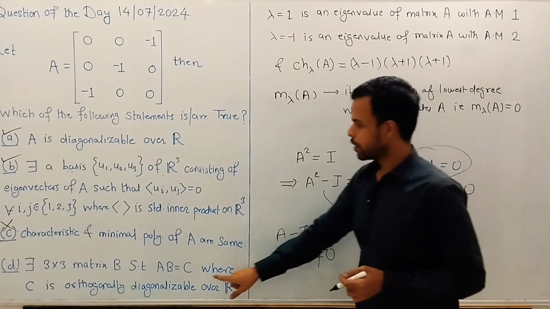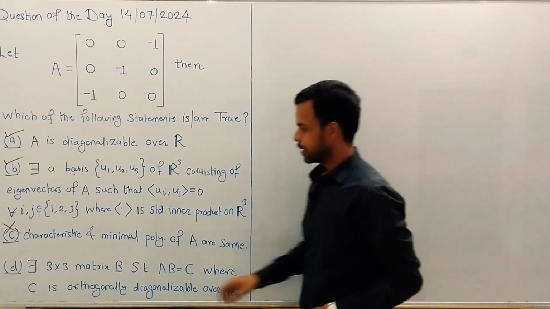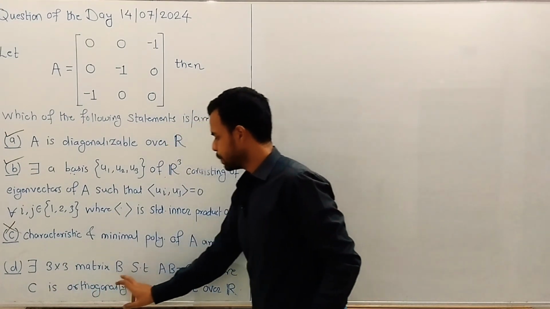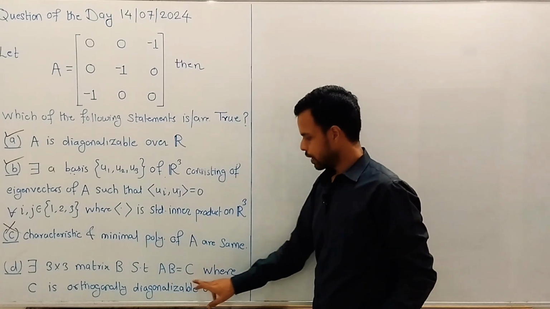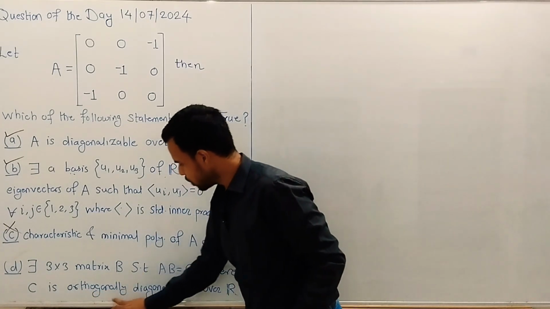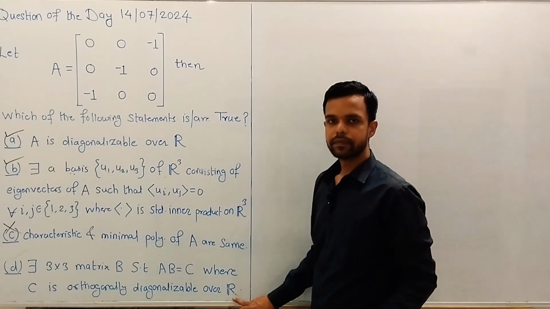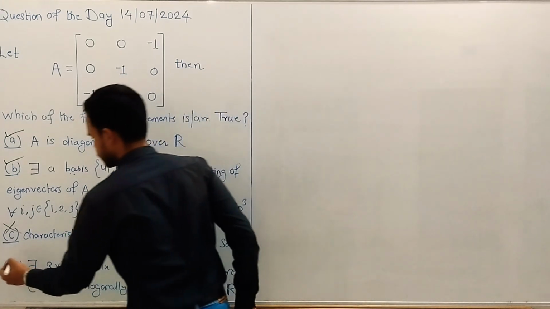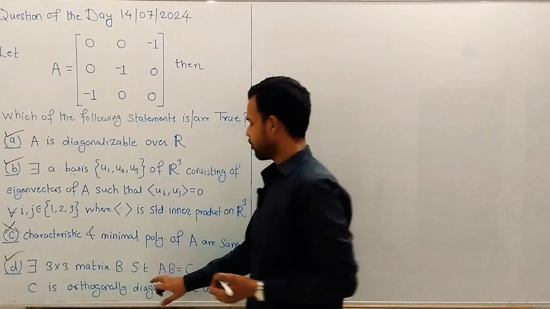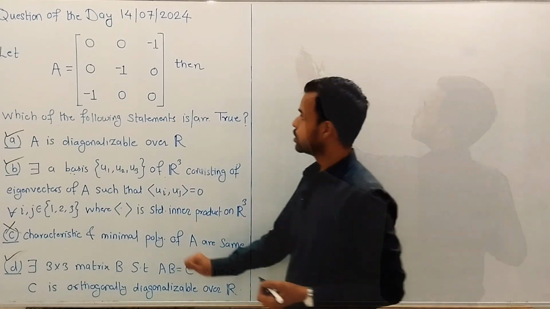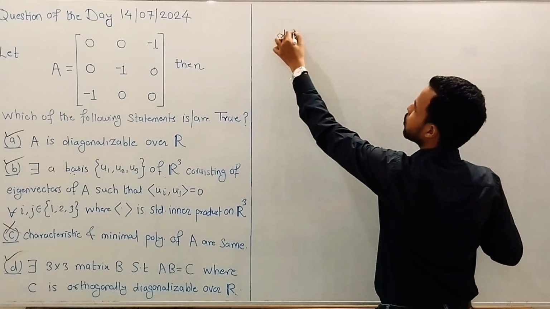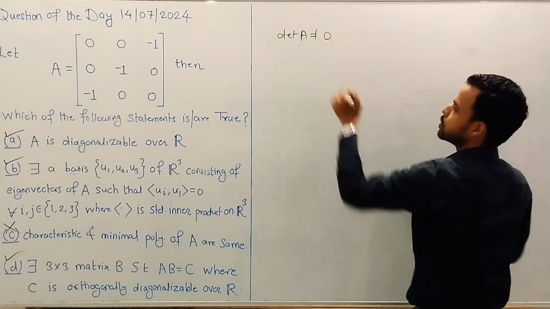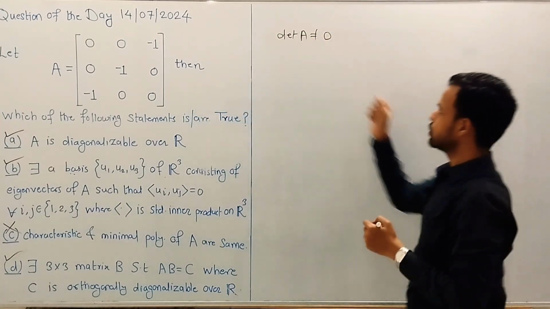Now let's move to the statement in D. The statement in D is: there exists a 3 by 3 matrix B such that AB equals C, where C is orthogonally diagonalizable over R. Is this a true statement? Yes, this is a true statement. This is just a rephrasing of a word. Note that the determinant of A is non-zero.